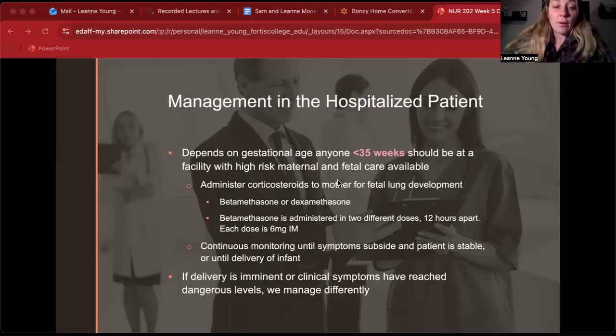If delivery is imminent or clinical symptoms have reached dangerous levels, we're going to manage differently. That typically means that we're going to be delivering this baby at a high risk facility where there's NICU available and there's a neonatologist close by.